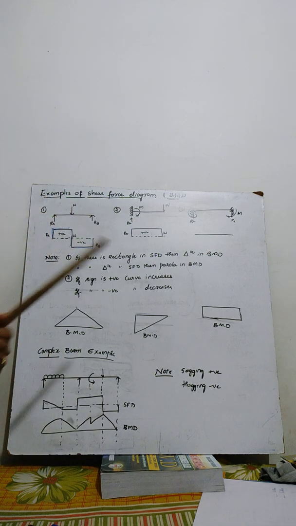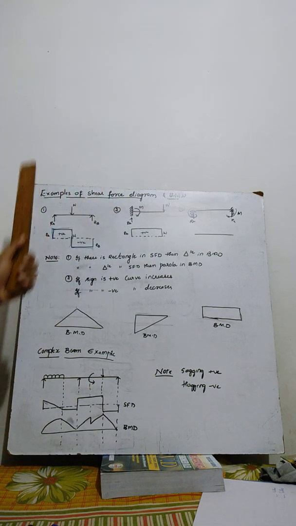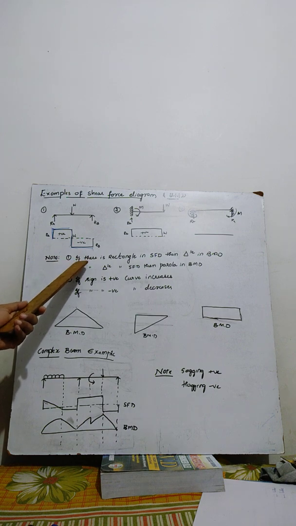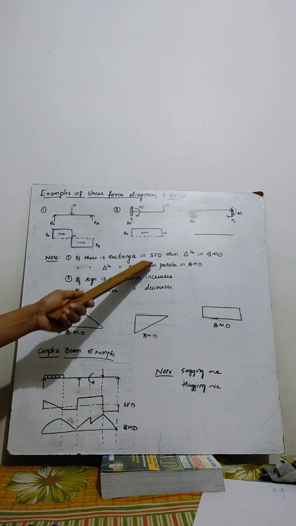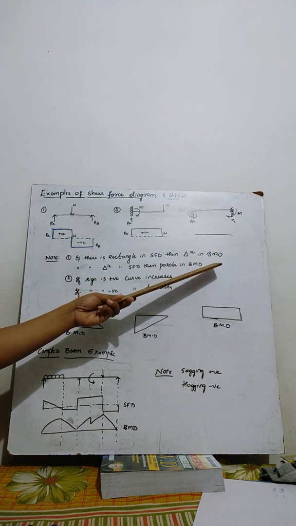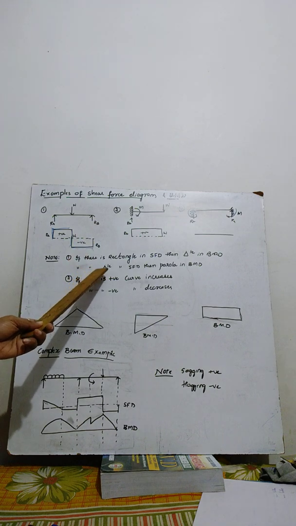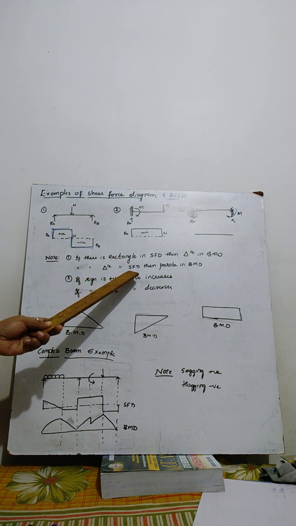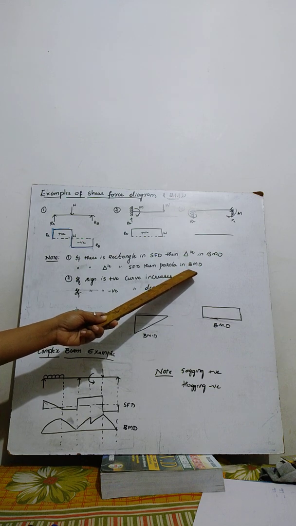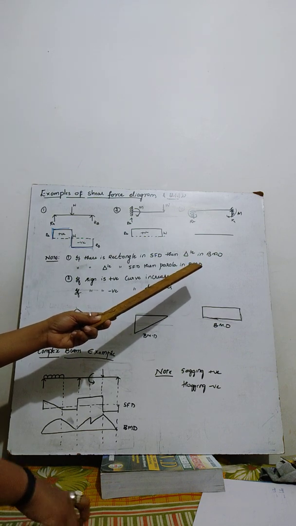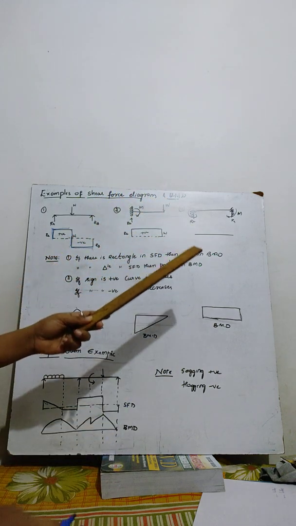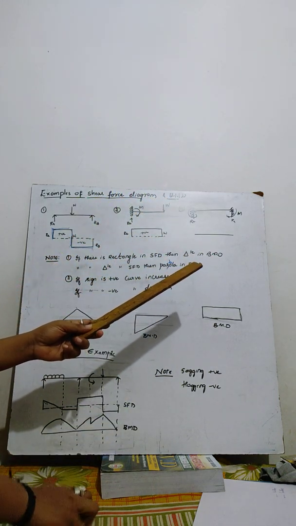I will explain the bending moment diagram here. Before that, I'll go to the note part. Here it is given that if there is a rectangle in the shear force diagram, then triangle in the bending moment diagram. And if there is a triangle in the shear force diagram, then parabola in the bending moment diagram.